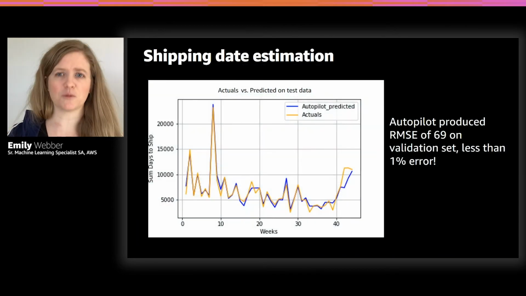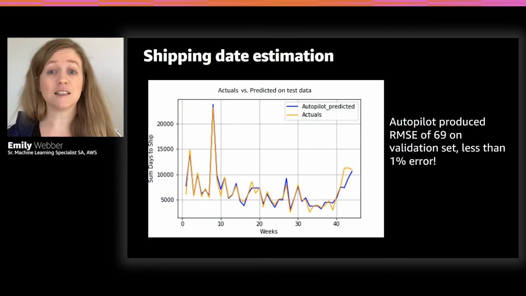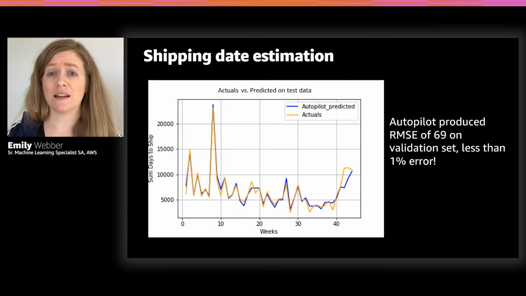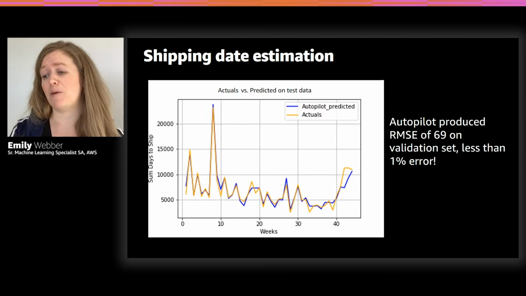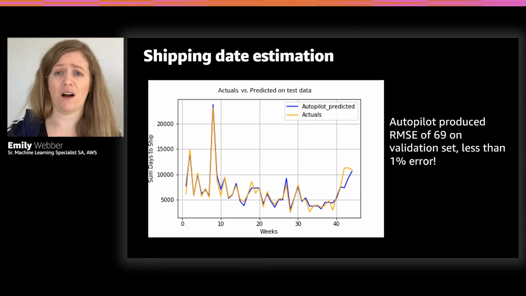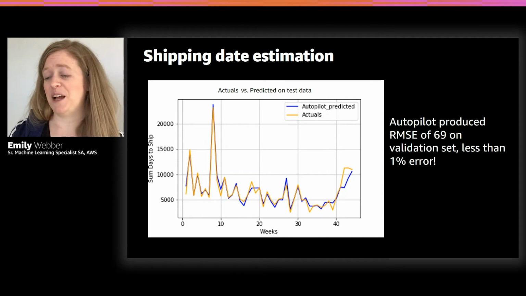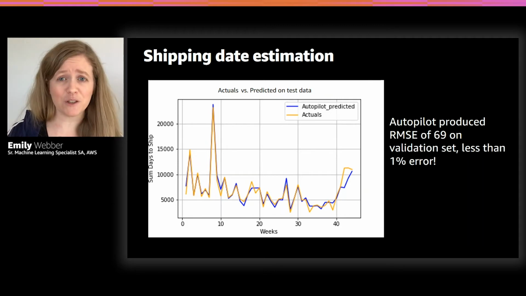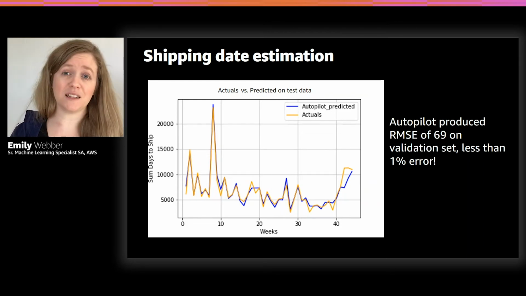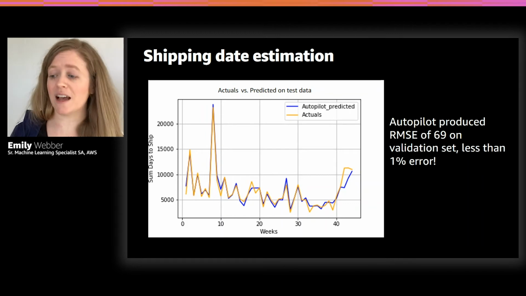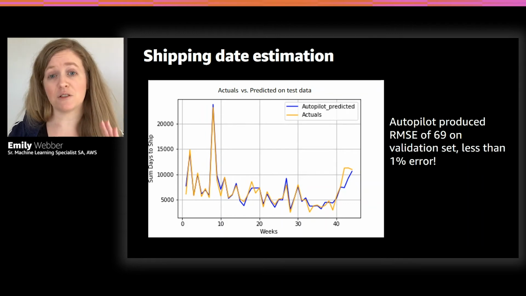And so here's a case where I was working with a customer on estimating shipping date. So they needed to know when their orders were likely to ship, and their current system could be off by an order of months. And so we did some lightweight feature engineering, dropped this into Autopilot, and on our first go, in the case of regression, we got an RMSE of 69 on the validation set, which when we aggregated this out to the week level was less than 1% wrong.